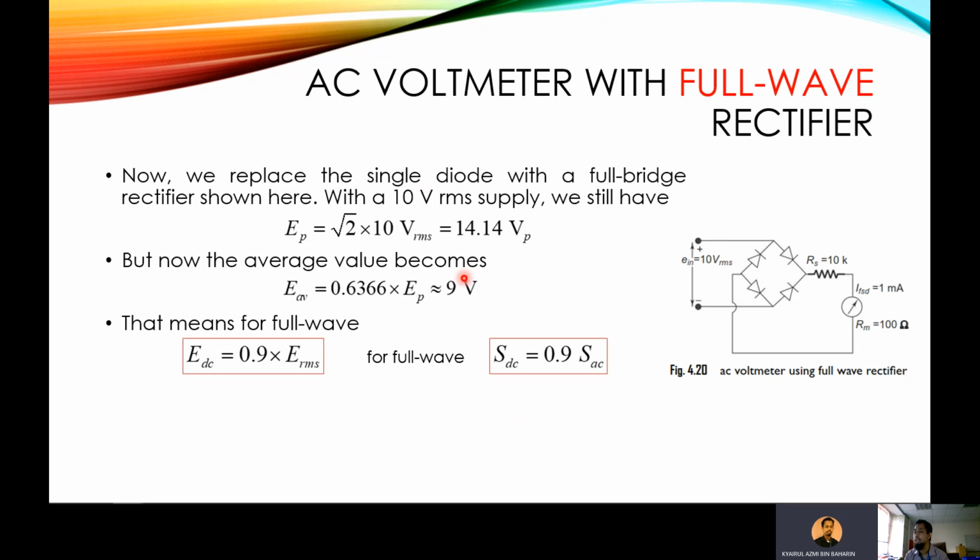Remember, for a DC, we get 10 volts. Now, with a full bridge rectifier, we get 9 volts. So that means for a full wave rectifier, the voltage for the DC is equivalent to 90% or 0.9 times the RMS voltage in AC. And this is the equation for the sensitivity.